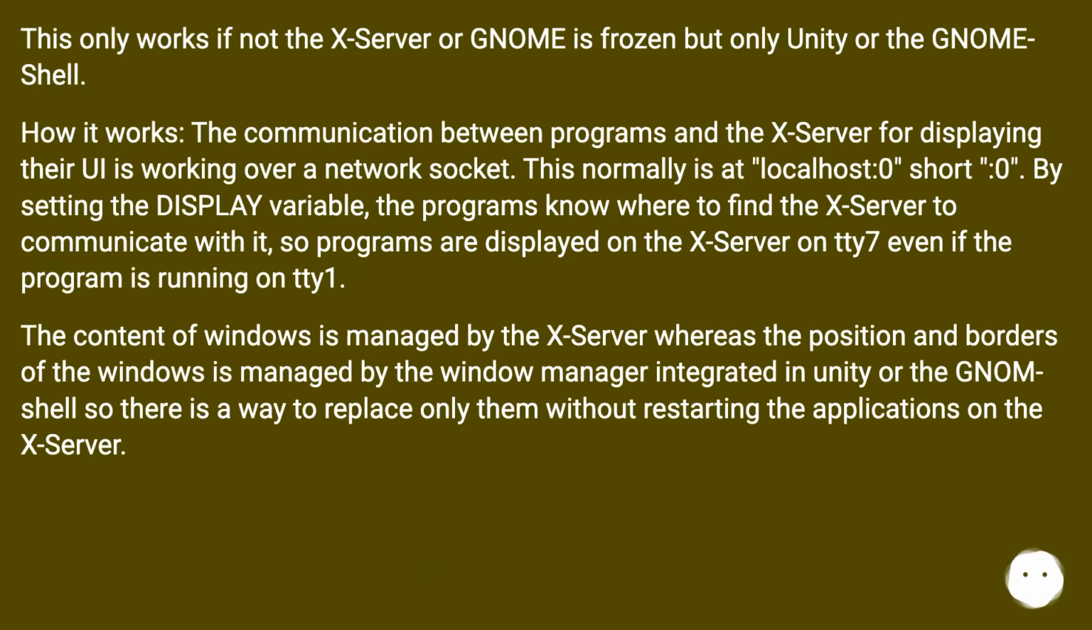How it works: the communication between programs and the X server for displaying their UI is working over a network socket. This normally is at localhost:0. By setting the DISPLAY variable, the programs know where to find the X server to communicate with it, so programs are displayed on the X server on TTY7 even if the program is running on TTY1. The content of windows is managed by the X server, whereas the position and borders of the windows is managed by the window manager integrated in Unity or the GNOME shell, so there is a way to replace only them without restarting the applications on the X server.